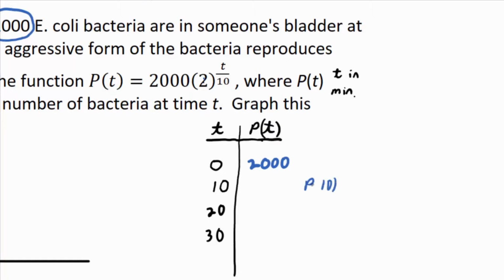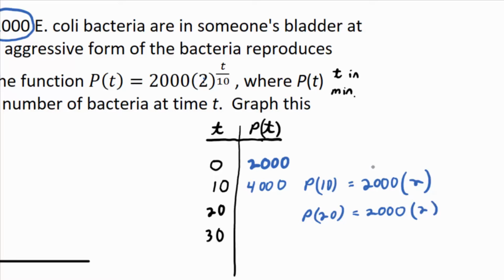So P of 10 is 2,000 times 2. What does the exponent become when you plug 10 in for t? 1. That's why it's easy to work with, right? I can do 2,000 times 2 in my head. 4,000, right? Okay, after 20 minutes, it becomes 2,000 times 2 to the, when you plug in 20 in there, you get 2, right? Okay, so what is that? You got to do the exponent first, which is 4. 2 squared is 4 times 2,000? 8,000.